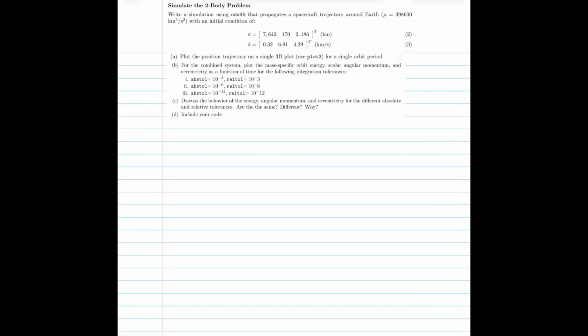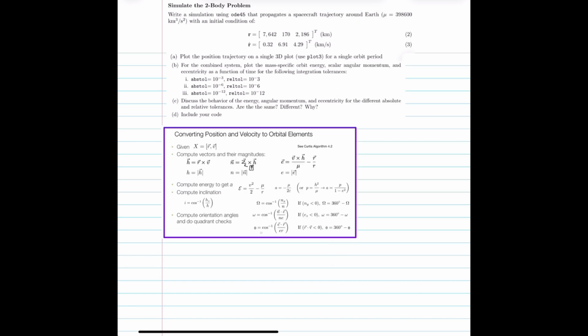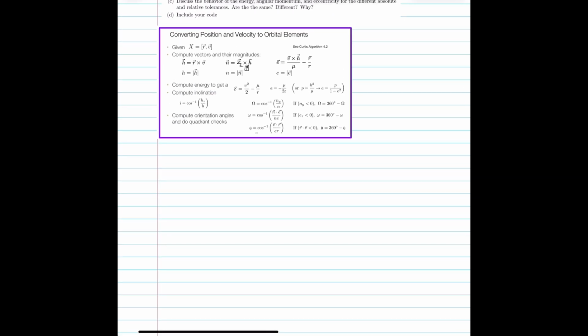So in this problem, we're simulating a two-body motion using ODE45 that propagates a spacecraft's trajectory around Earth. And it has the initial conditions of this position vector and this velocity vector. And we're supposed to plot the position trajectory of a single 3D orbit. So these equations are the fundamental equations that we need to use.